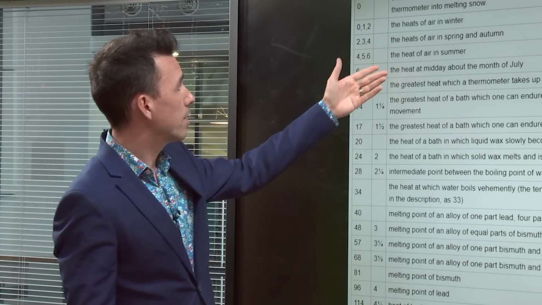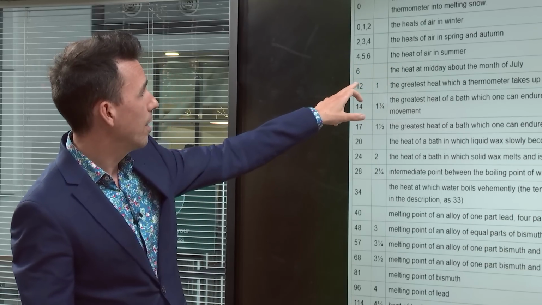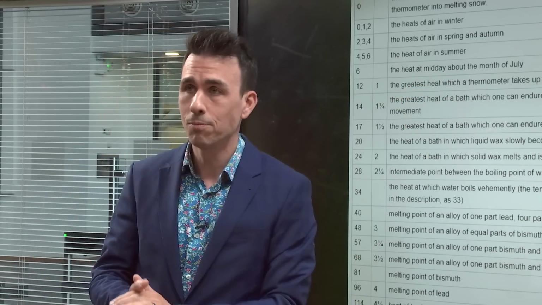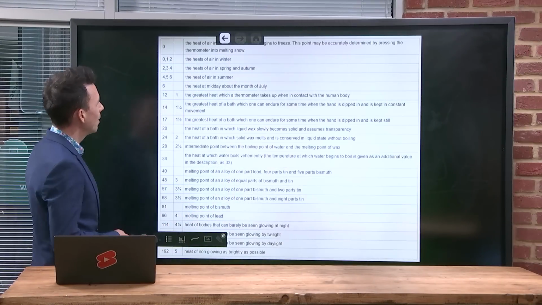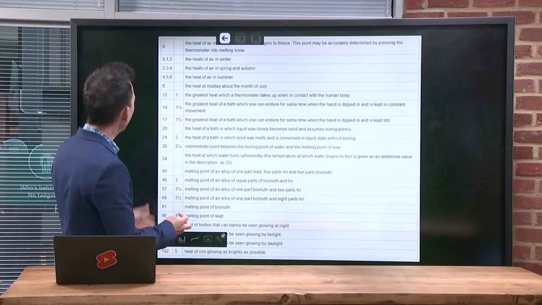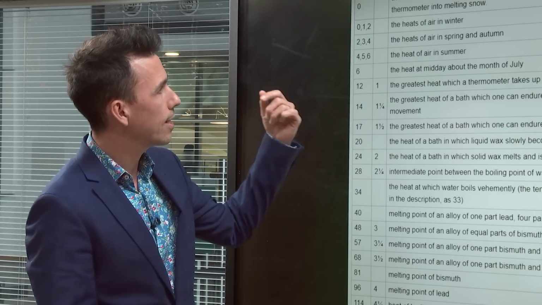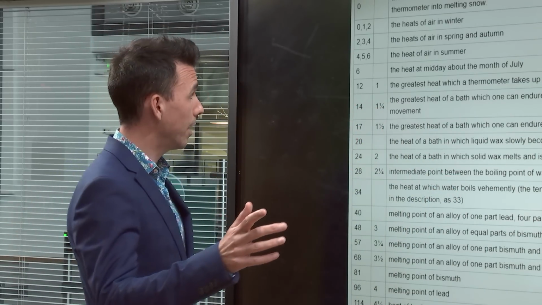2, 3 and 4 is the temperature of the air in spring. Up to 6, you've got the heat of the air in the summer. 6 is the heat at midday about the month of July. So I don't know whether you're familiar with British summers or not, but you know, it does tend to vary a lot at midday in July in this country. 12 was the greatest heat which the thermometer takes up in contact with the human body. More on that in a moment, actually.